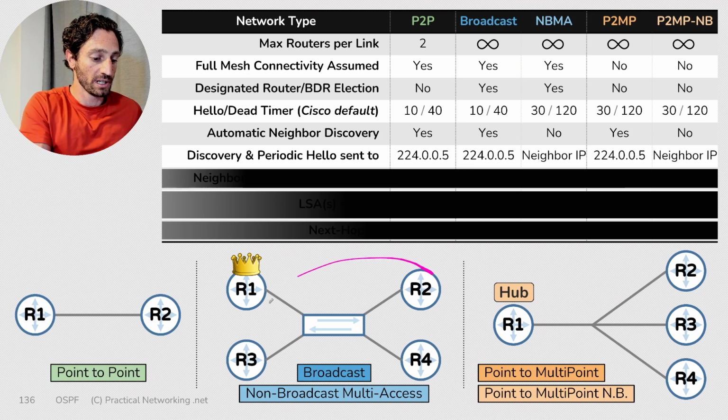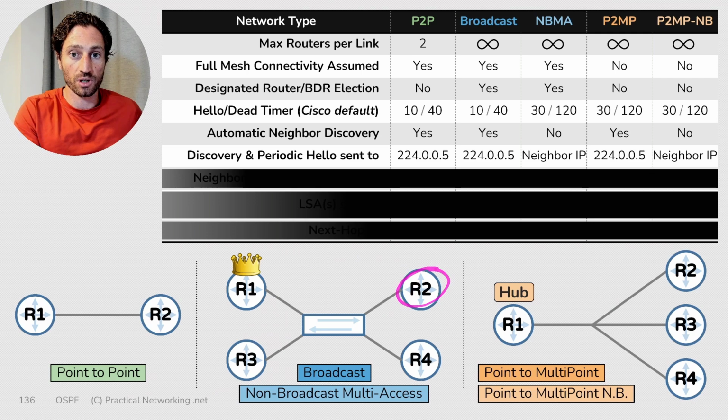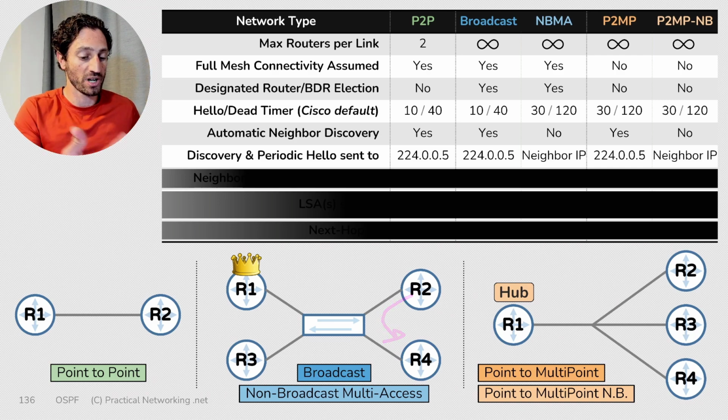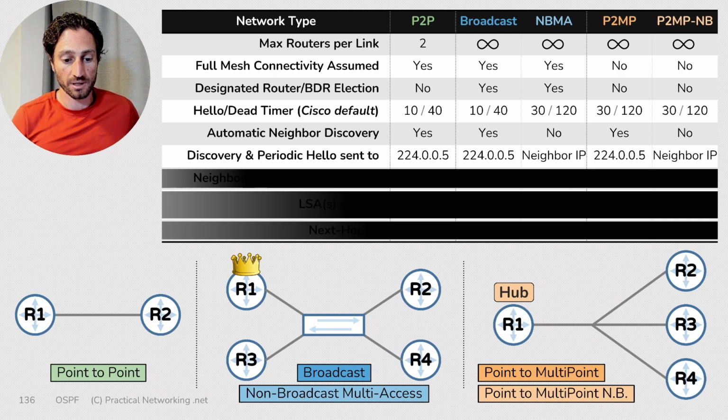For example, if this was an NBMA network type and router 2 just joined the network, and I wanted router 2 to become neighbors with router 4, I would have to jump onto router 2 and manually configure router 4's IP address. That would prompt router 2 to send a unicast hello packet to router 4 in order to try and become neighbors with router 4. Upon receiving it, router 4 would respond, and then they would continue the neighbor adjacency process.